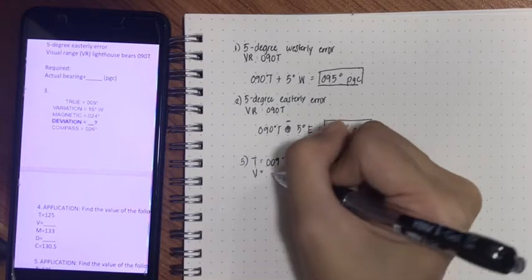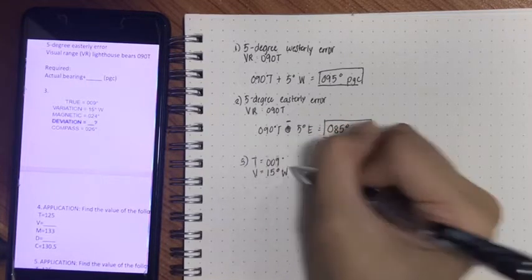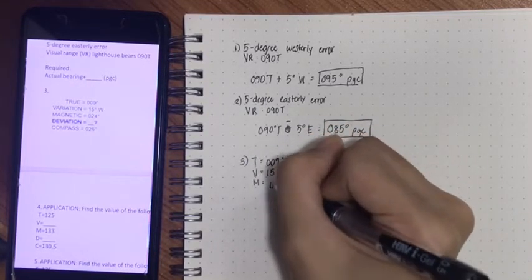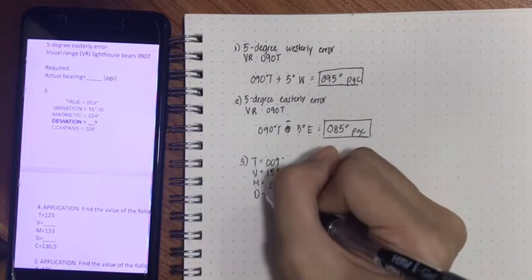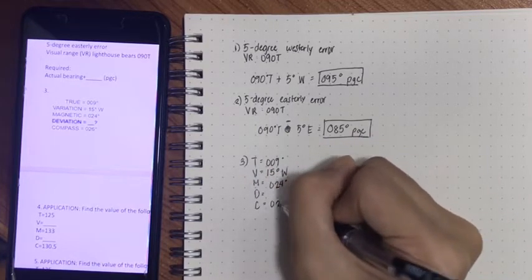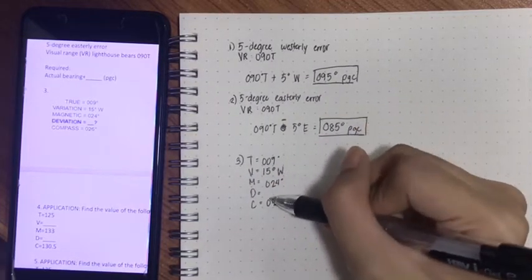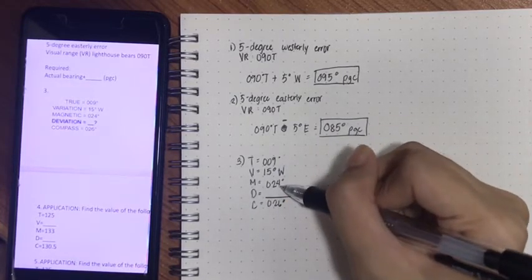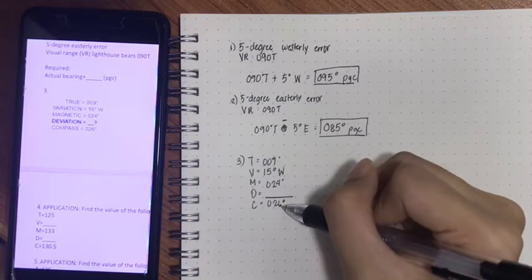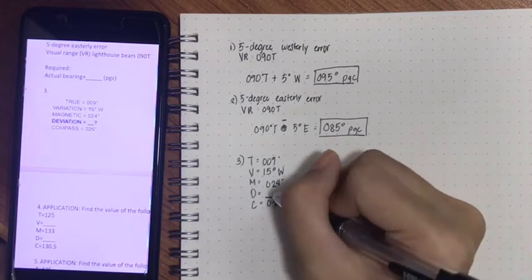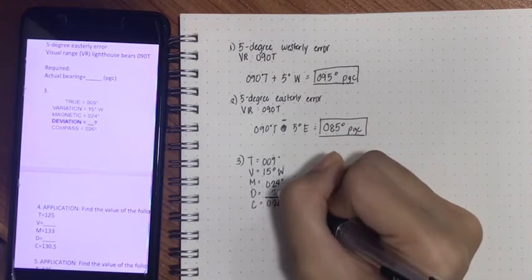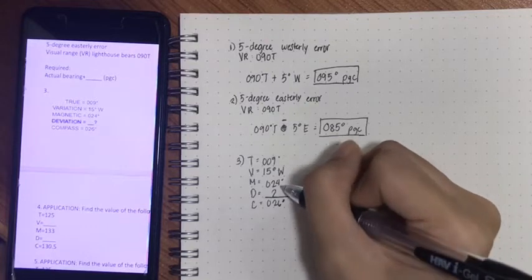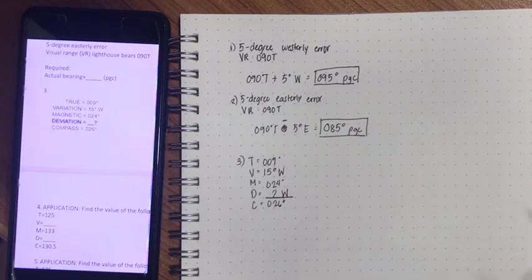Number three, we have true 9 degrees, variation 15 degrees west, magnetic 24 degrees, deviation blank, compass is 26 degrees. So we're gonna look for the deviation. So we're gonna use the compass and magnetic. So compass minus magnetic, that's 26 minus 24. That is 2 degrees. So since we subtracted it, that's west.